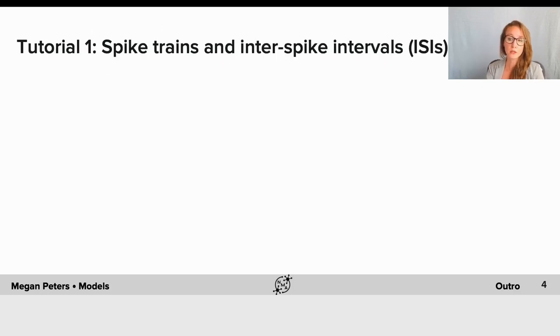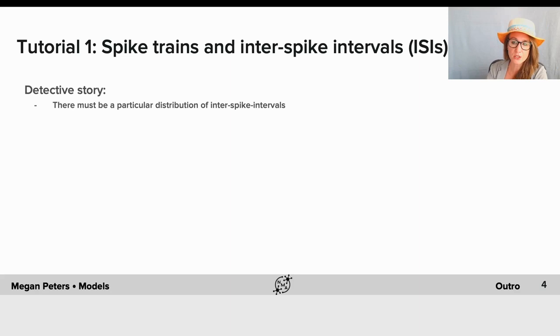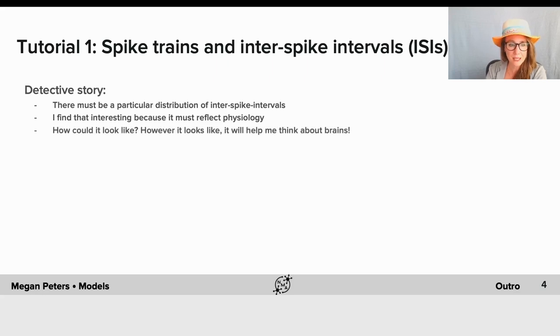In the first tutorial, we first saw a what, or a descriptive model, which examined spike trains and interspike intervals. So this is where we wore our what scientist hats, and we asked questions like, well, there must be a way to describe interspike intervals. What could that be? What could that look like? What would it tell us?